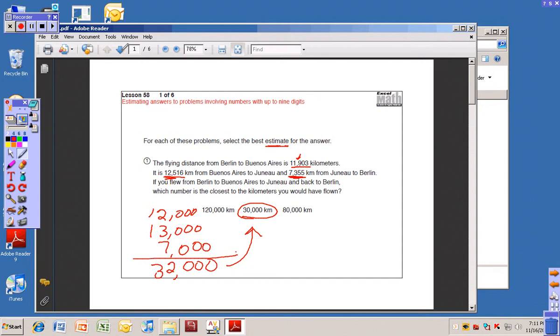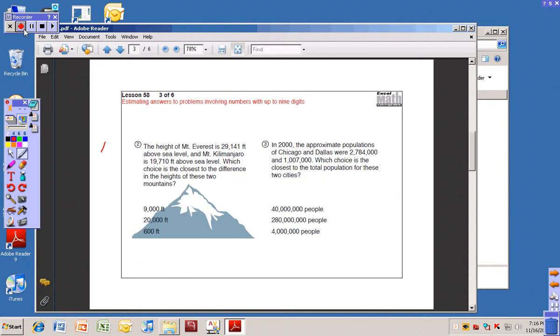Alright, let's see if we can go down. Now here's number 2. The height of Mount Everest is 29,141 feet above sea level, and Mount Kilimanjaro is 19,710 feet above sea level. Which choice is the closest to the difference in the heights of these two mountains? Why don't you pause the video, try to solve that, and then turn it back on to see if you're doing it right.